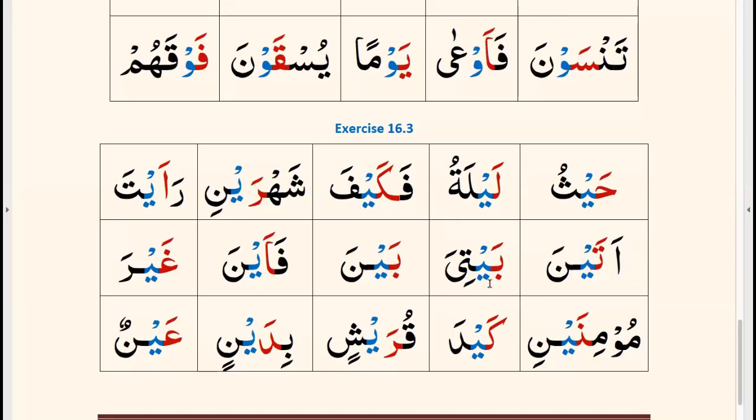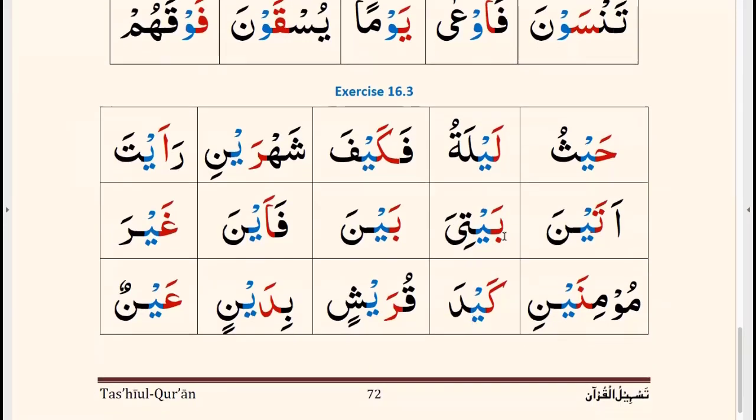Laylatu. Well done. Now this example for me, please. Baytiya. Well done. You are spotting the yaleens and the vowelines really correctly. And this is? Kaida. Well done. Very nicely read.